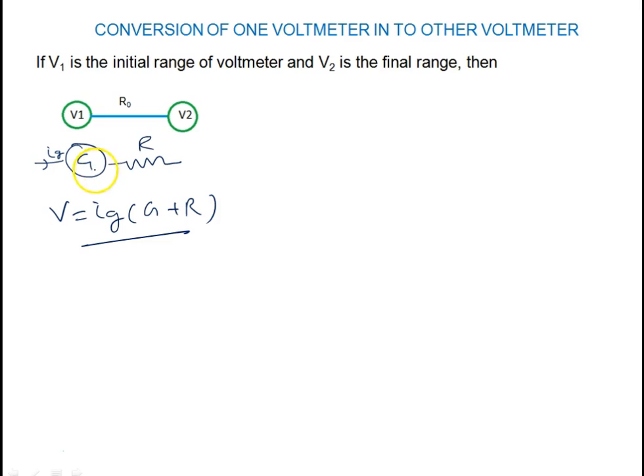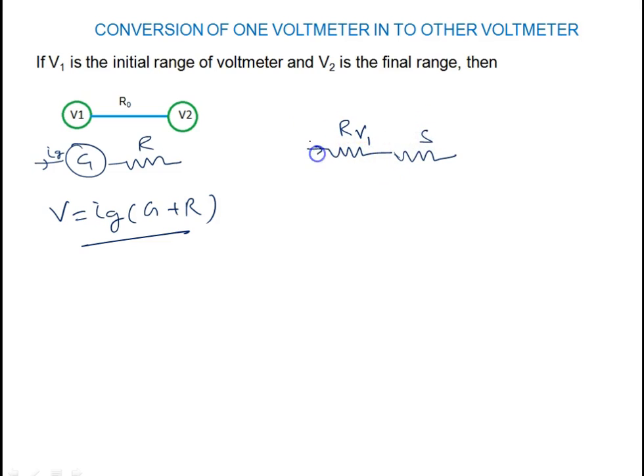Similarly, in place of the galvanometer, I am having the voltmeter. Say this is the voltmeter, and this voltmeter is also a combination of the galvanometer with series resistance. Let the resistance of this device be RV1. Initial voltage is V1. Now we have to convert it into a voltmeter which can measure V2. Of course, we have to add some extra resistance in series. Let this resistance be S.